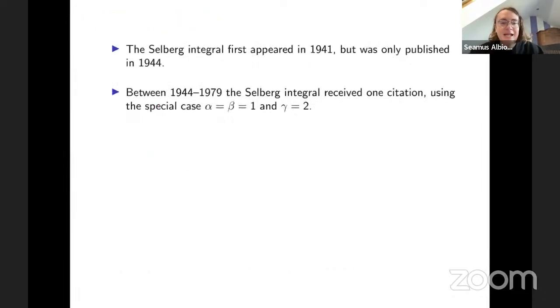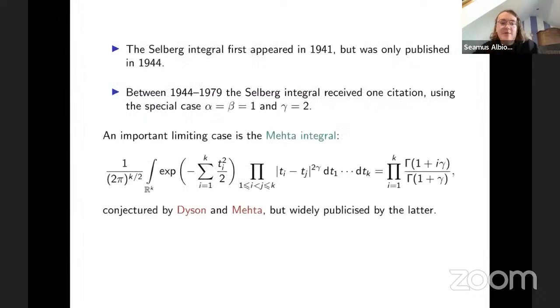In any case, what happened in 1979? Well, between 1944 and 1979, people in random matrix theory, Mehta and Dyson here, conjectured this integral formula.